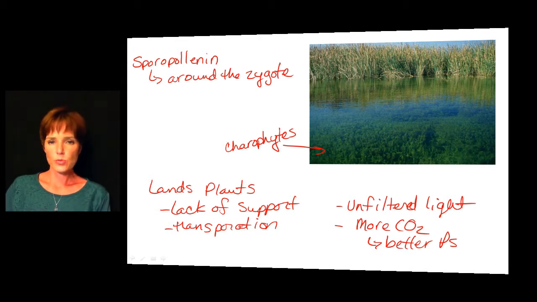So land plants were going to have to be able to survive out of water, so they were going to have to deal with dehydration issues, they were going to have support issues, and then they're also going to have some added benefits where they're going to have some unfiltered light that they'll be able to collect for photosynthesis, and they'll also have more access to carbon dioxide, which should improve their photosynthetic efficiency.